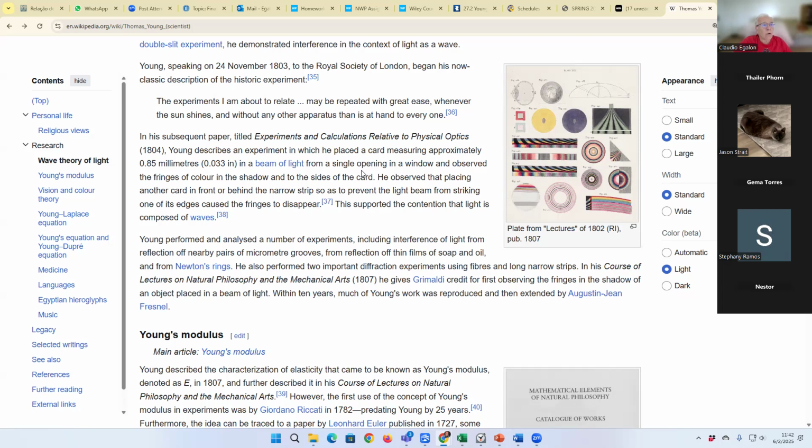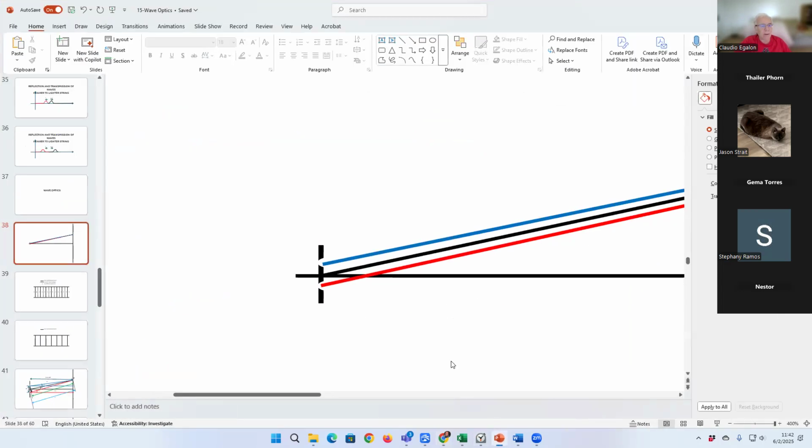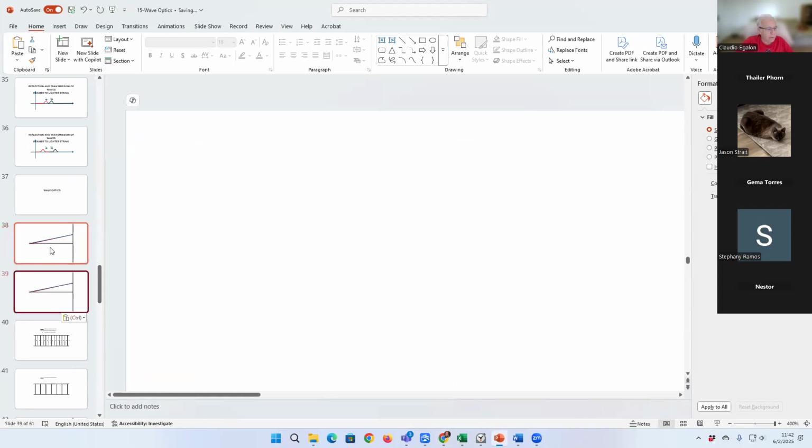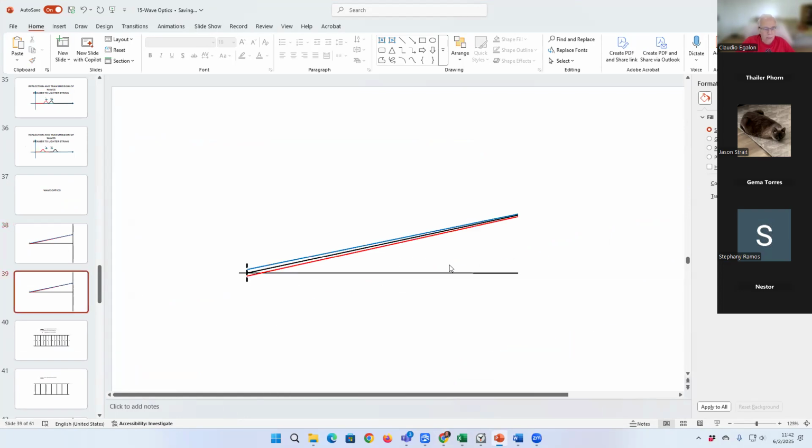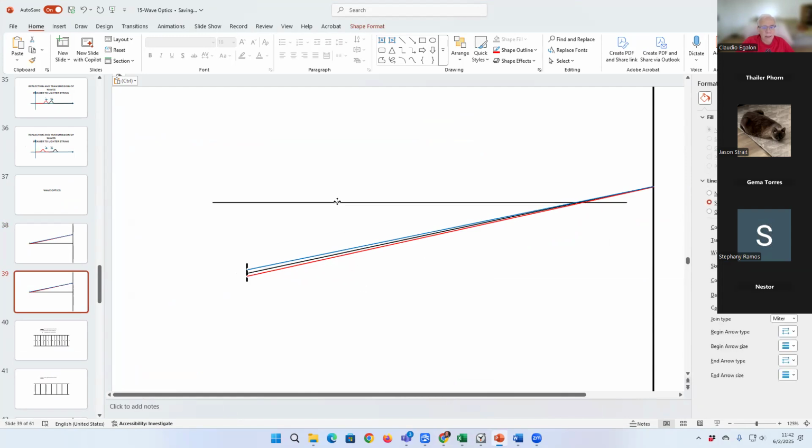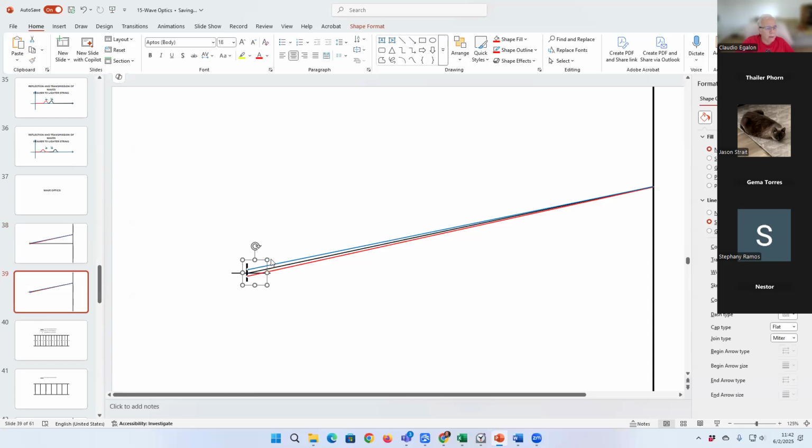Okay, so that's enough, right? Sometimes I get excited about those contributions, but what I'm going to draw here for you is how Thomas Young actually did this experiment. He didn't use a slit, like I mentioned. Let me zoom out. He used a card. Consider a very short, very thin card. I'm going to remove my slit here.